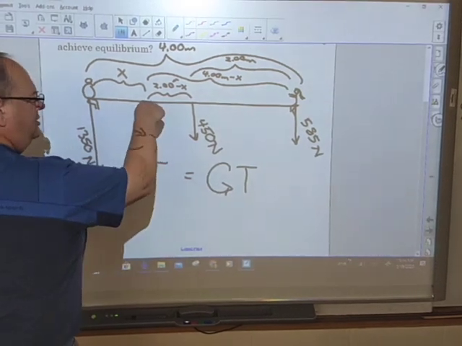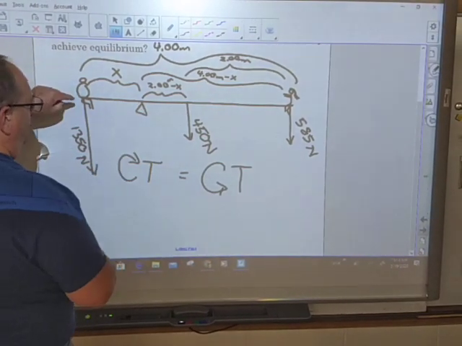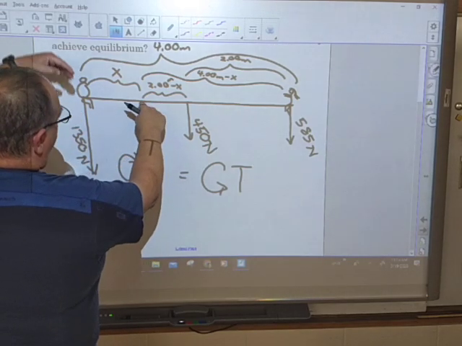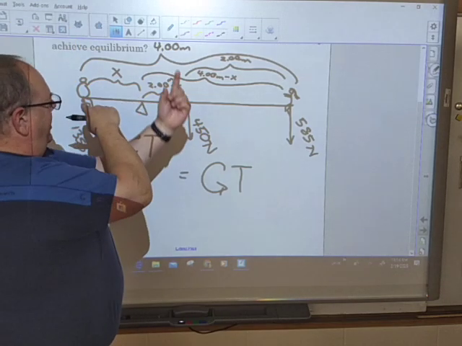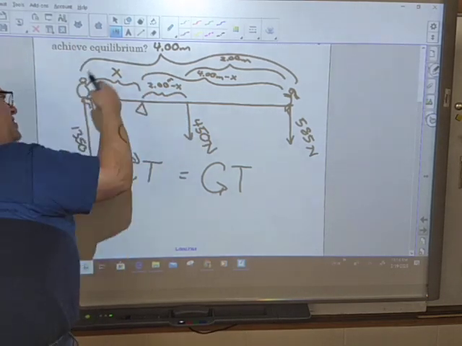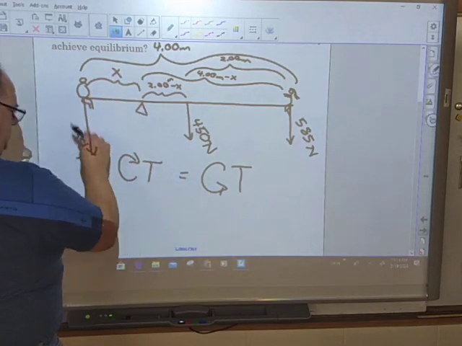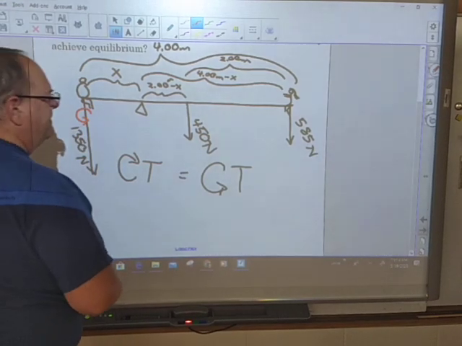Well, let's imagine that here's our fulcrum, and so we just pin it in place right here. As we're looking at this diagram, what would my weight tend to do? Well, my weight would tend to make this thing rotate this way. That's a counterclockwise torque. I'll go ahead and label that. This is a counterclockwise torque.